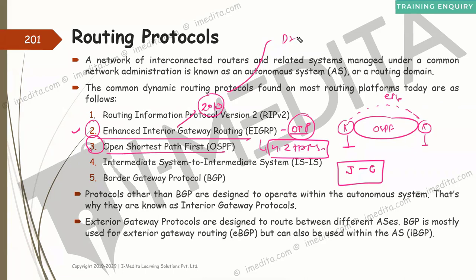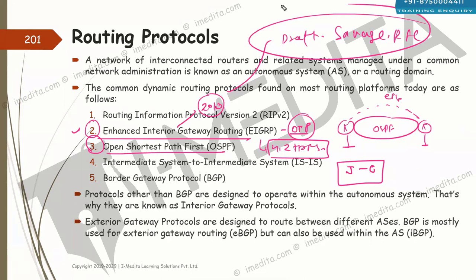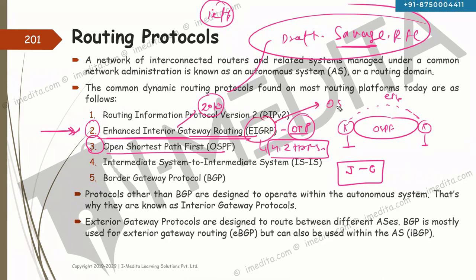There is an RFC called draft Savage RFC. This is the official documentation for EIGRP that you can find on the IETF website. Savage is the name of the engineer who published this documentation to the internet. So draft Savage RFC is one RFC that you will find on the internet that includes everything you need to know about EIGRP.